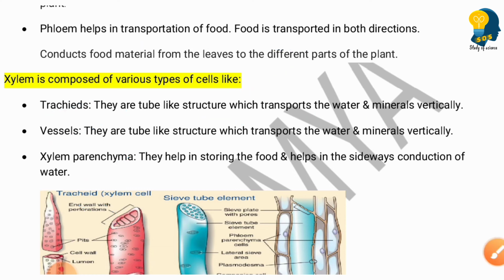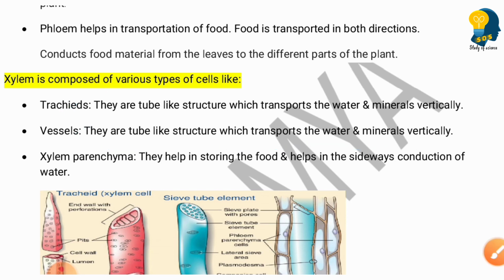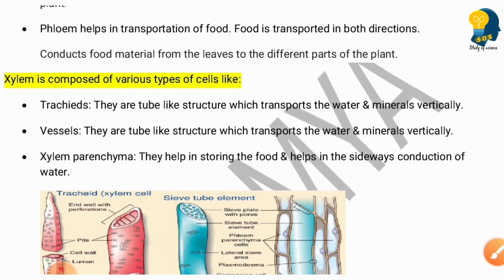So what about the vessels then? Vessels are also tube-like structures. Like tracheids, the vessels also help in transporting water as well as minerals. Moving to the xylem parenchyma, they help in storing the food as well as in the sideway conduction of water. When I say parenchyma, they help in storing the food. Do you remember, I explained this some time before?